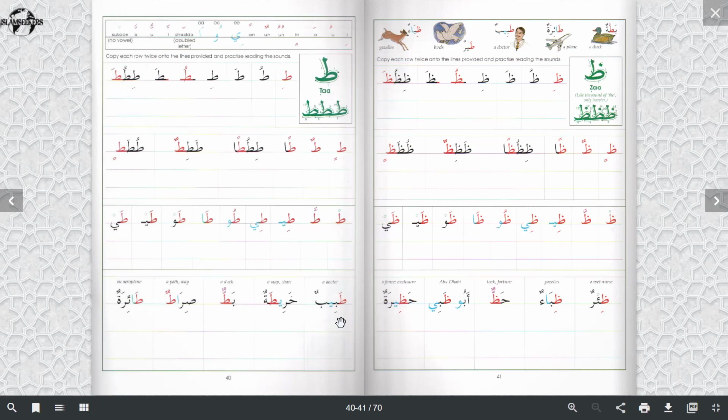Line 4. Listen to and repeat the Arabic words. A doctor. Tabibun. A map or chart. Kharitatun. A duck. Battun. A path or way. Siratun. An aeroplane. Ta'iratun.